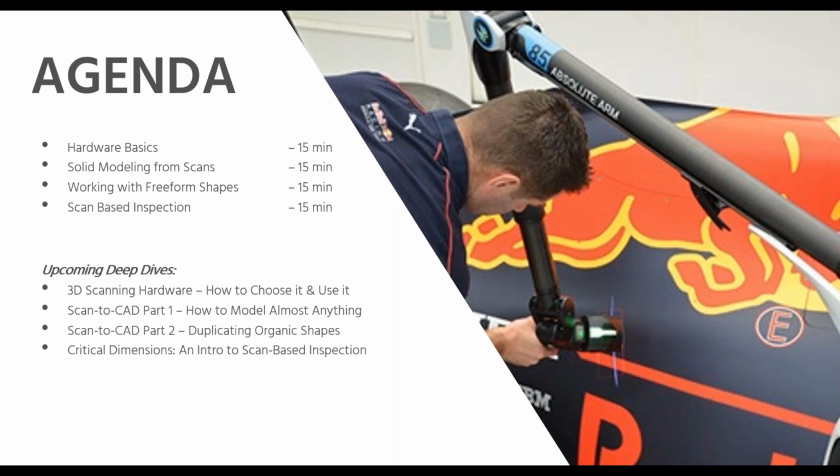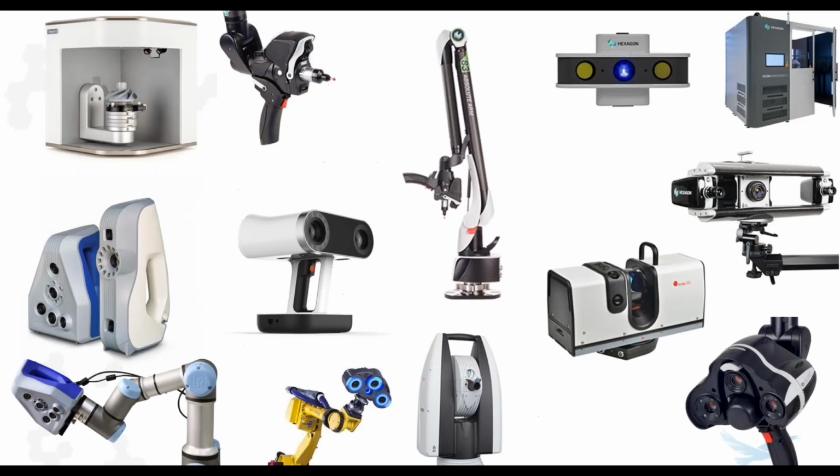So I'm going to talk first about the various types of hardware that are out there. So if you've been looking at scanners, you probably noticed that there's a lot of them. So I'll try to simplify this and break them down into a few distinct categories and discuss where they fit in best and what are some of the pros and cons.